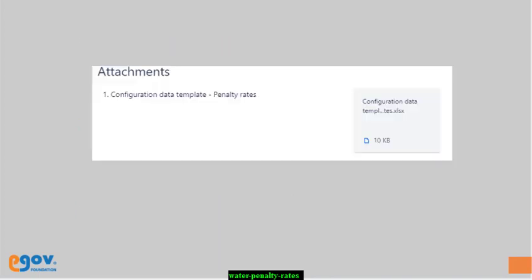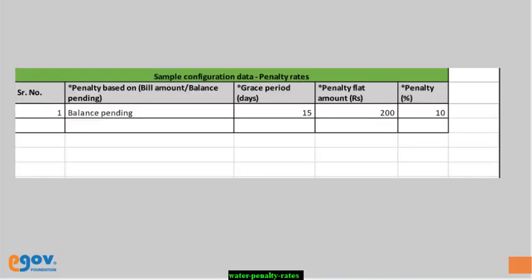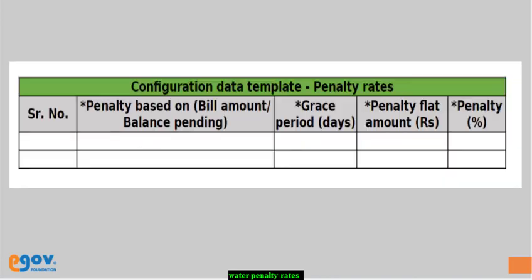Download the Master's Data template. The Water Penalty Rates Master's List table contains 5 columns: serial number, penalty based on, grace period, penalty flat amount, and penalty percentage. Penalty on water charges is generally calculated upon either the entire bill amount or the amount pending for payment. Sometimes the penalty can also be a flat amount.